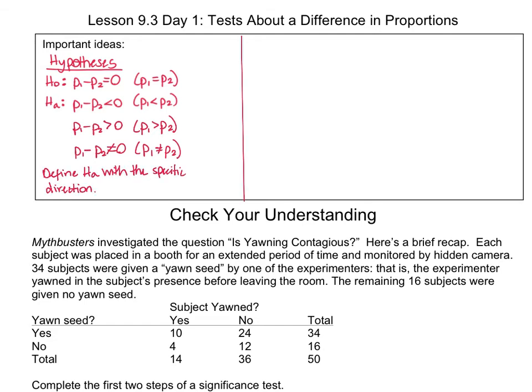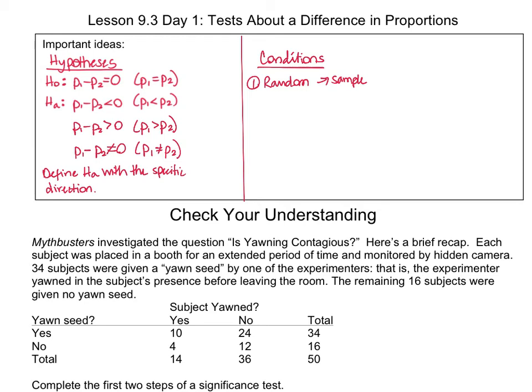Let's take a look now at the conditions that we're going to be checking. These are going to be the same whether we're doing a confidence interval or a significance test. The first one is random. There are different ways that randomness can be introduced. If we have a random sample, then that's typically when we have some type of observational study. We have a survey, for example.